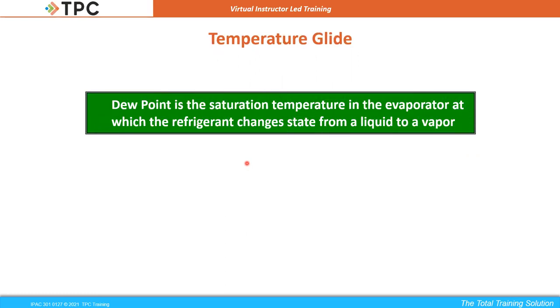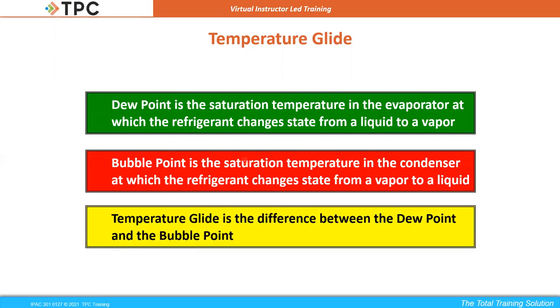Now, temperature glide is a little different. When we start talking about superheat and subcooling, superheat is the difference between the temperature at which we're saturating the evaporator, changing our liquid refrigerant to a vapor, and how much extra heat we're adding to that vapor. And on the other side, we're cooling that vapor down and forming it back into a liquid. The difference between the temperature at which it's changing from a vapor to a liquid and when it's 100% liquid is the bubble point. So temperature glide is the difference between the dew point and the bubble point.